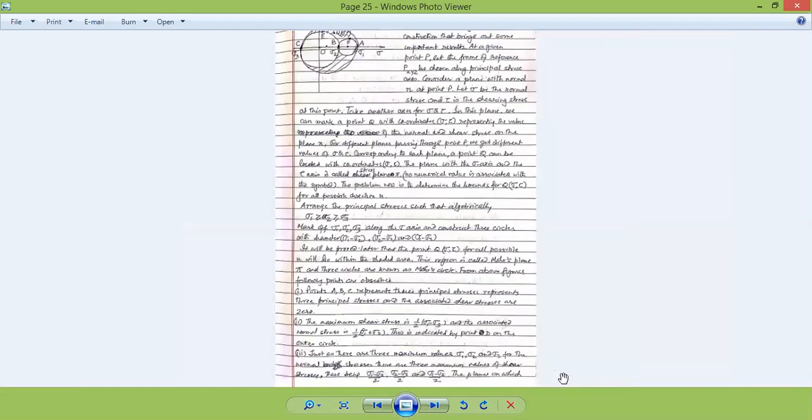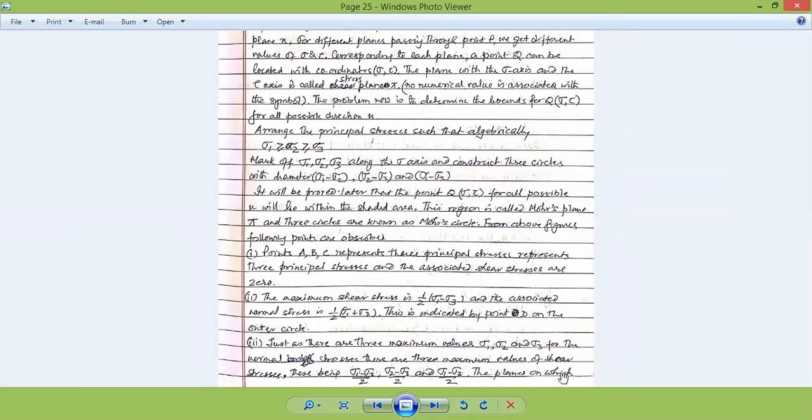The planes on which these three shear stresses act are called principal shear planes, while the planes on which the principal normal stresses act are free of shear stresses. The principal shear planes are not free from normal stresses. The normal stresses associated with the principal shear stresses are respectively sigma 1 plus sigma 3 by 2, sigma 2 plus sigma 3 by 2, and sigma 1 plus sigma 2 by 2. These are indicated by D, E, F.